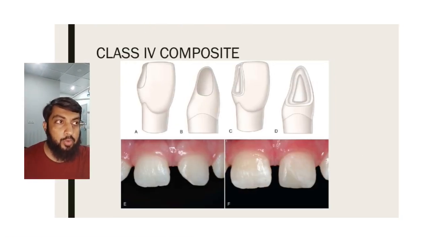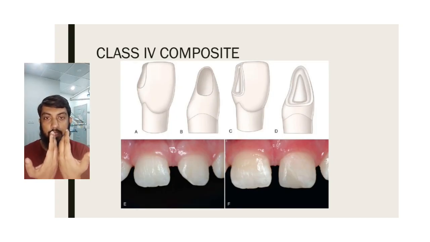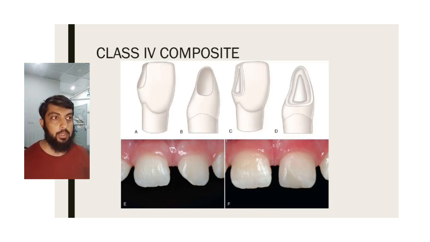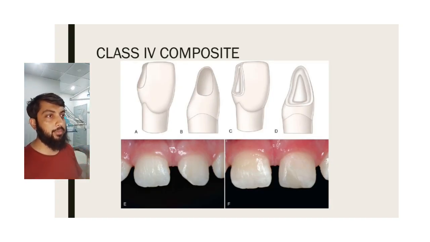Coming on to the class 4 composites. Class 4 is the extension of class 3. First, class 3 was between the two teeth. Class 4 means the corner of the tooth has also broken down. As you can see in this diagram, there are various types of class 4. In part D, you can see that it is triangular in shape, and you can place a retentive groove using a small number 1/4 round bur.